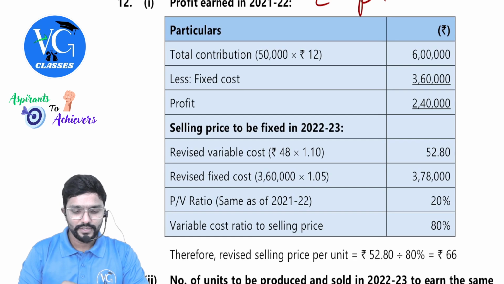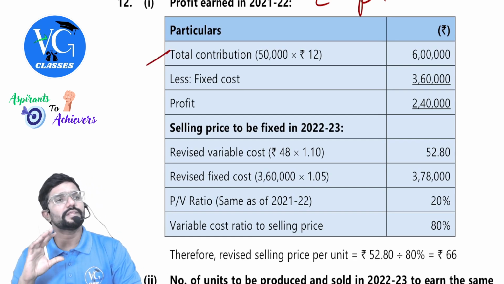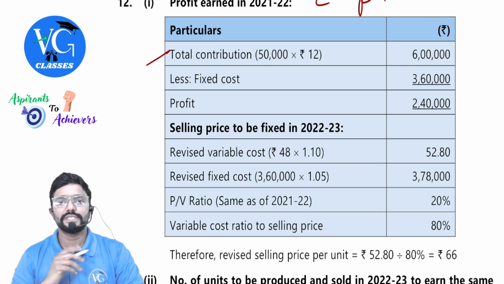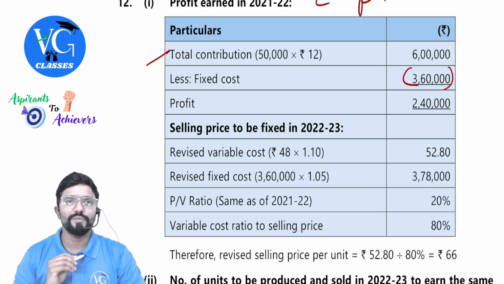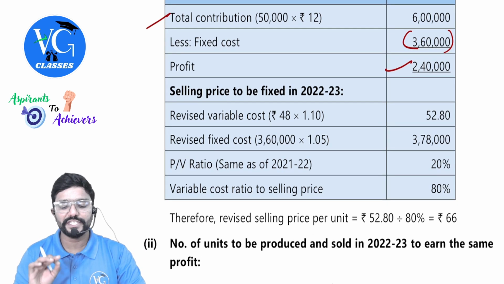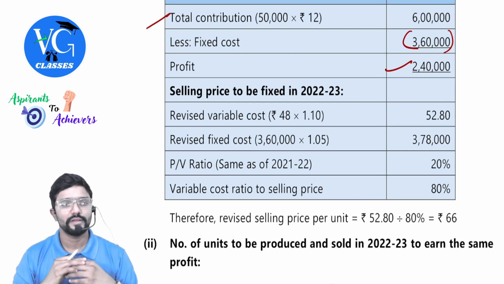Let us come to this. Total contribution, 50,000 units are sold, so into 12 rupees per unit, which comes to 6 lakh. Minus fixed cost, given in the question itself, 3 lakh 60. So how much is the profit? 2 lakh 40,000. Selling price to be fixed in 22-23 next year.